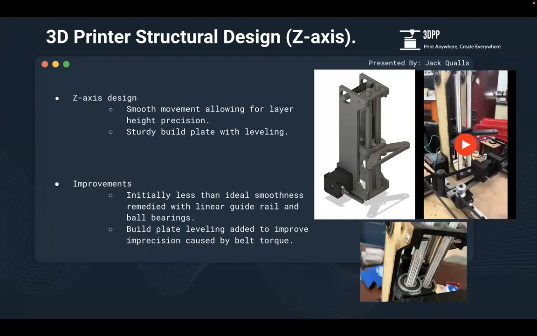Additionally, we included some plate leveling functions, so springs on the build plate that we could then tighten and loosen to level the print bed. If you know anything about 3D printing, you know that having a level print bed is super crucial to making sure that you get not only a nice build, but proper bed adhesion as well, which, since we are not using a heated print bed and instead going with painter's tape, was incredibly important to us. So adding that feature was a huge plus.